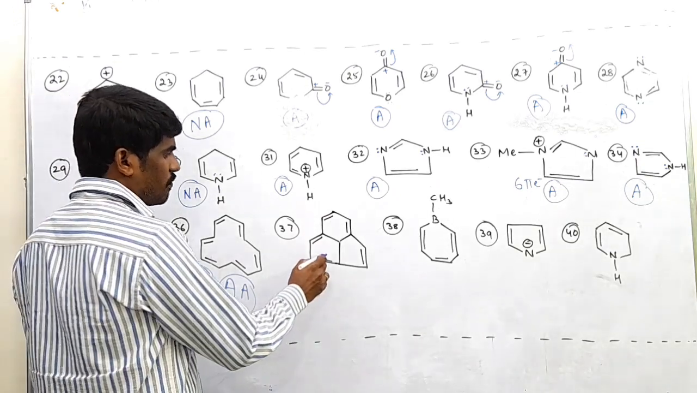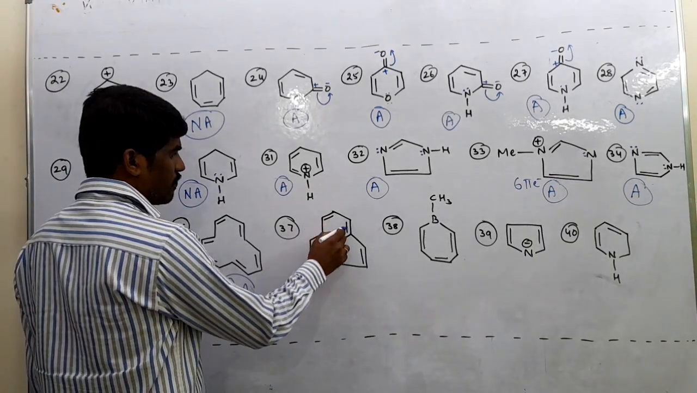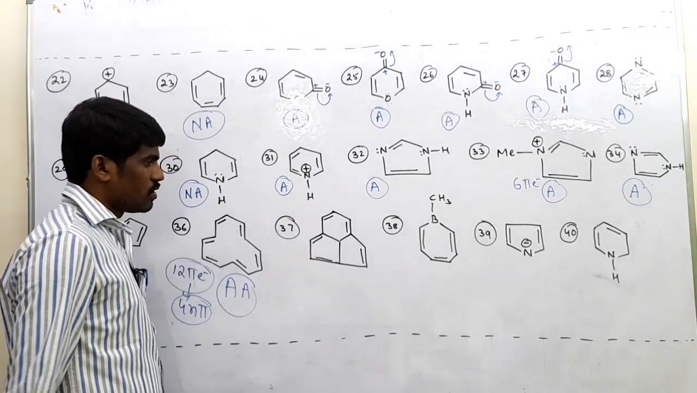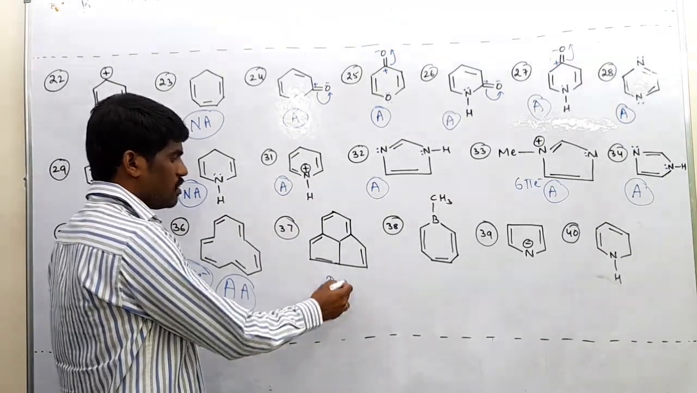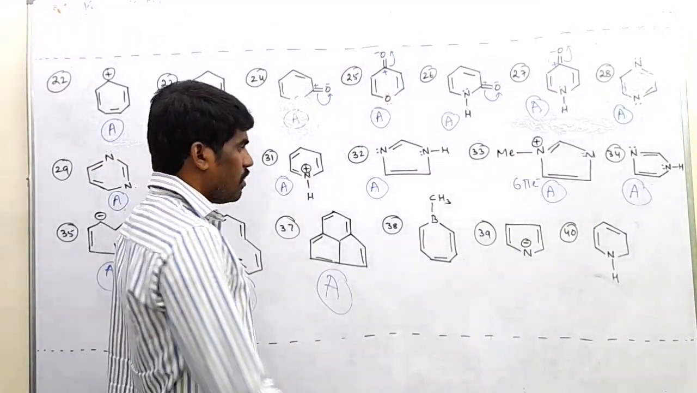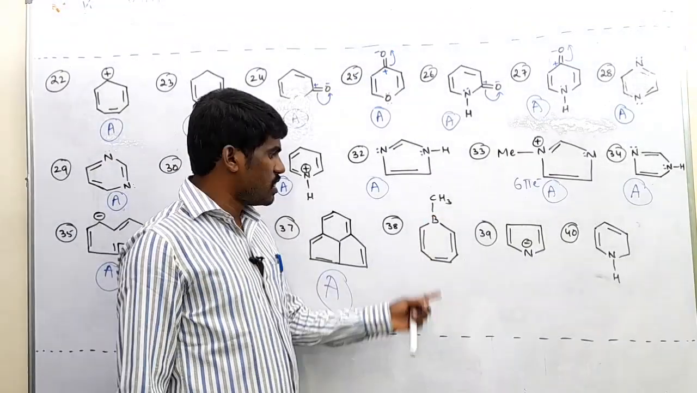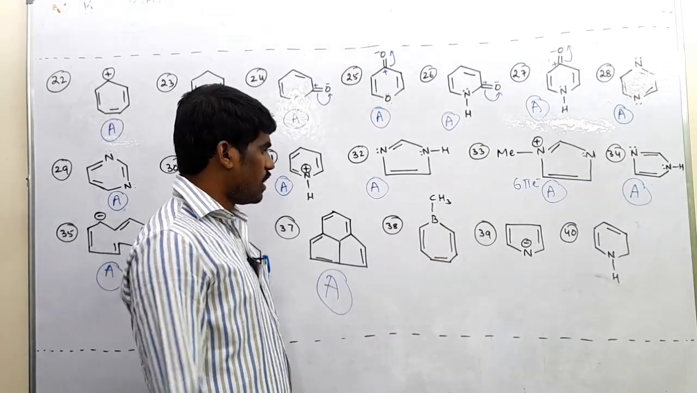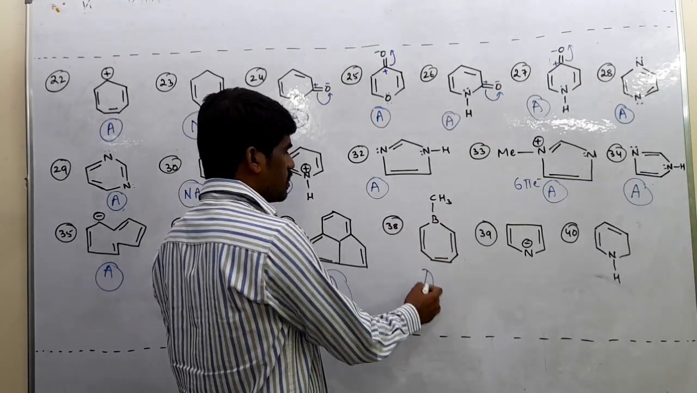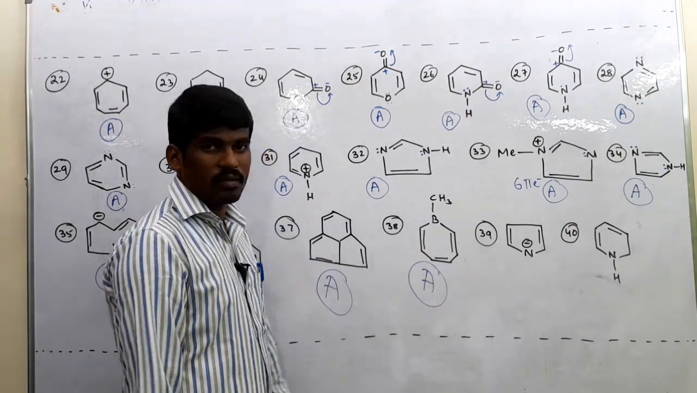When it comes to here, there is a closed conjugation. Check it. There is a closed conjugation. The total number of pi electrons is 10. Same like this compound, 10 pi electrons. It is aromatic. Boron has a vacant orbital. There is a conjugation, pi, and this vacant orbital conjugation is there. And hence, the number of pi electrons is 6. So this compound is also aromatic.